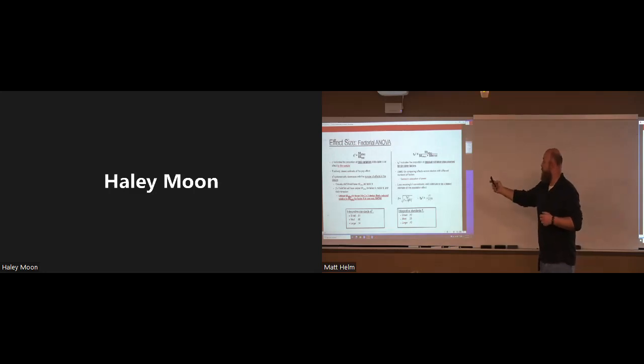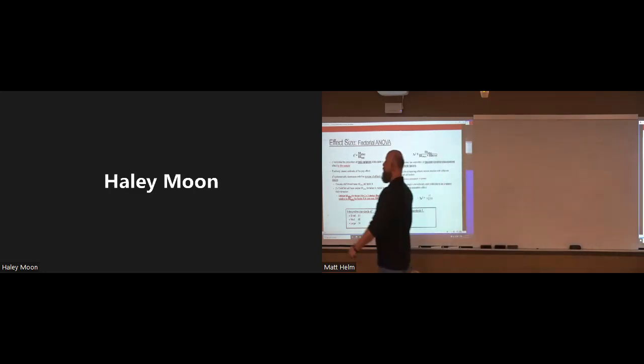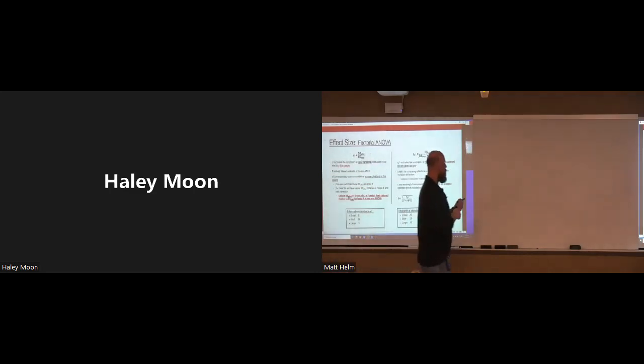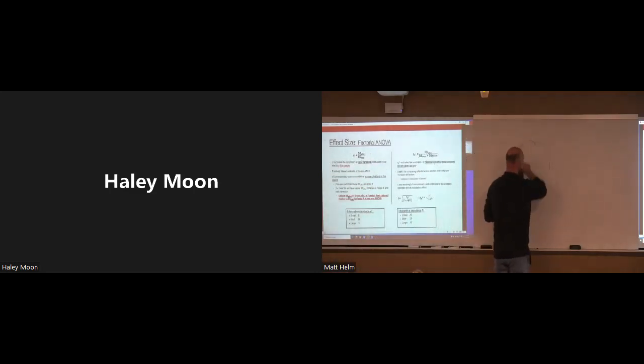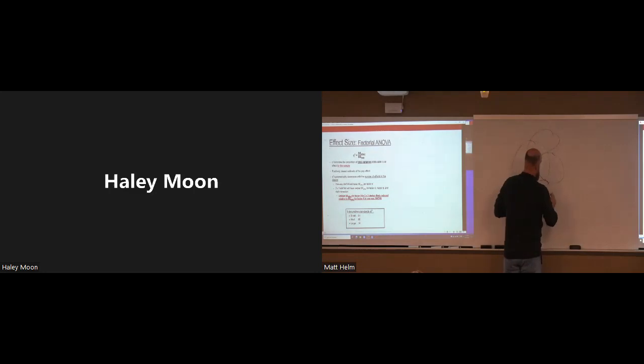Partial eta squared just has the sum of squares of the effect I'm looking at over the sum of squares of the effect plus error, right? So if I'm thinking about the total piece of the pie, here's all my variability, and then here I have factor A, factor B, and the interaction.